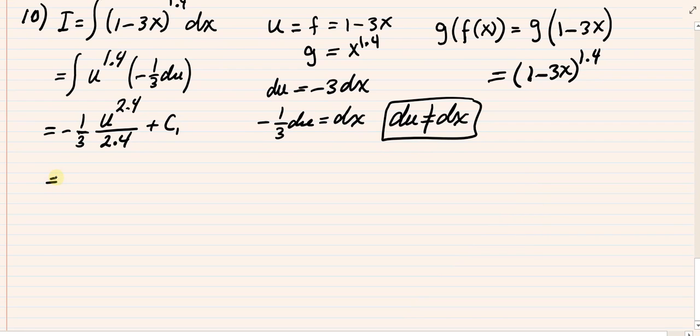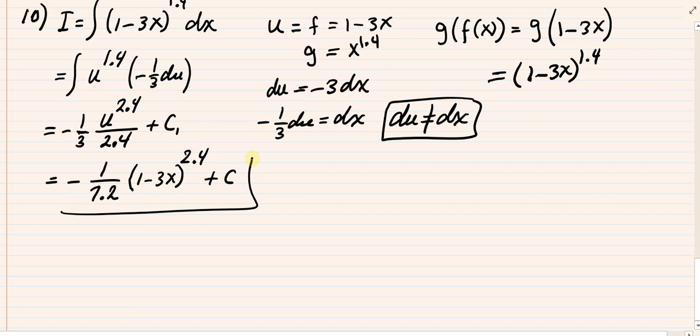And now 2 times 4 is 8, right? Oh, I'm sorry, that's not the way I've written it. It's 2.4, not 2 times 4. Big difference. 3 times 2.4, that's going to be 7.2, so it's going to be 1 over 7.2. And then let's replace u with the inside function, 1 minus 3x, to the power of 2.4 plus a constant. That's going to be the answer to exercise number 10.